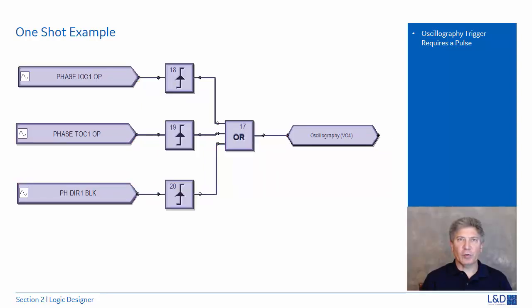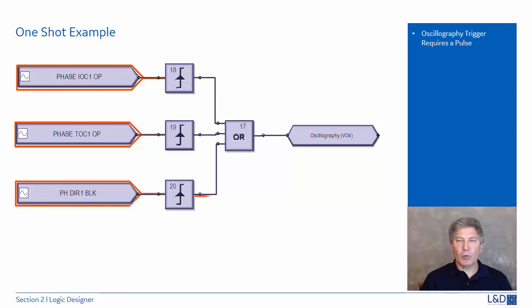Let's modify the circuit with one-shots. So if the IOC operate becomes active, it creates a short pulse as a trigger to the oscillography and the trigger is reset. If another condition occurs while the first one is active, the oscillography will trigger for the next condition, and so on. With the one-shot in the circuit to the OR gate, it provides an opportunity for all triggers to be recorded by the oscillography.